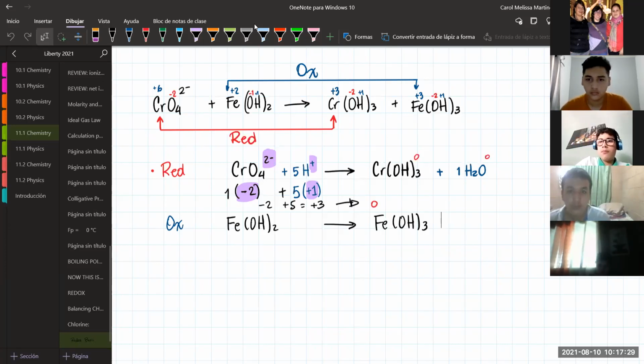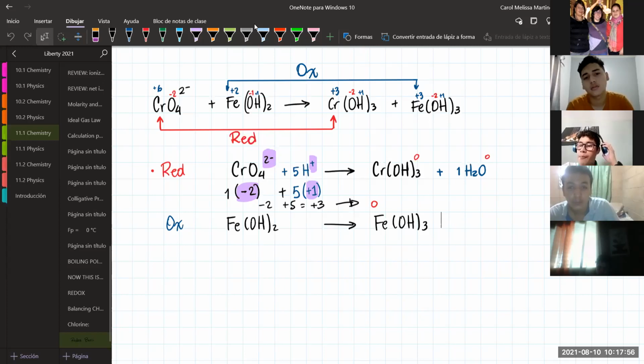So +3 produces 0. To balance the charge of 3, I will need to add electrons. Where do I add electrons? In the reactants or in the products? In reduction, where do I need to add the electrons? In the reactants or in the products? In the reactants.